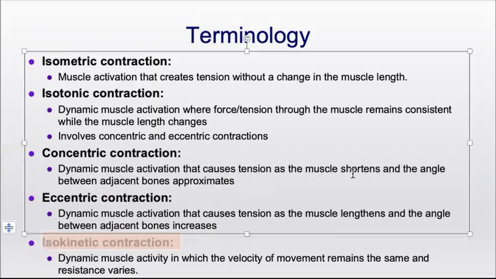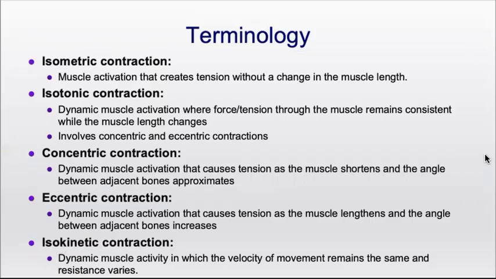Isokinetic contractions are a little more complex, and this is when the muscle is contracting and the velocity of the movement is remaining the same. This is only done with specific machinery. It's very challenging to achieve this sort of in the wild, as they say. An example would be, I think it's called the Biodex machine. We have one at Ontario Tech in the labs. What it does is it controls for the velocity of the movement.